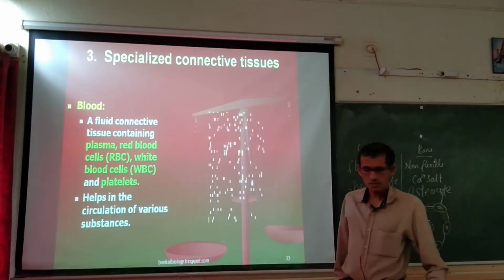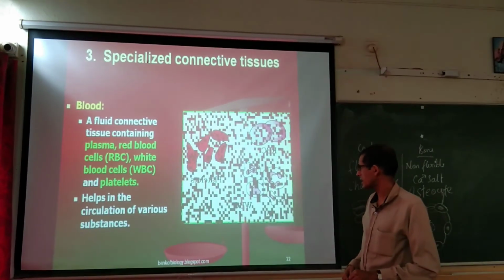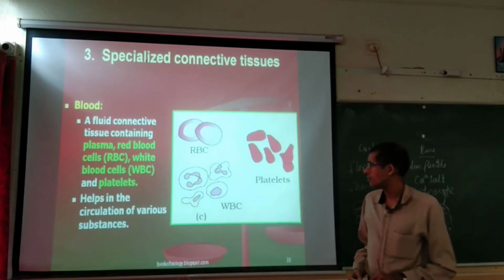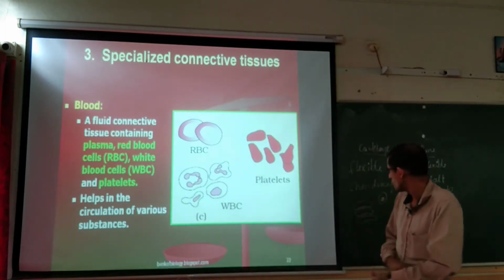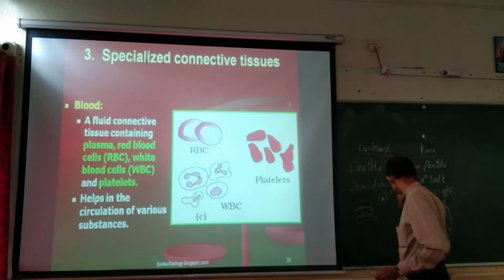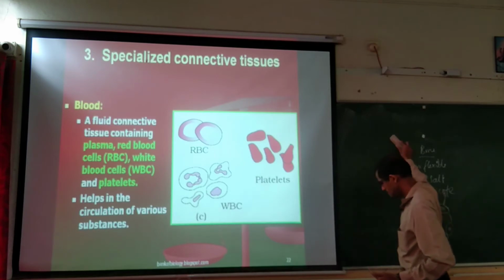Then blood, the next specialized connective tissue, where we are going to study the fluid connective tissue. So blood means what? It is a fluid connective tissue. So you should know the difference between cartilage and bone, children.